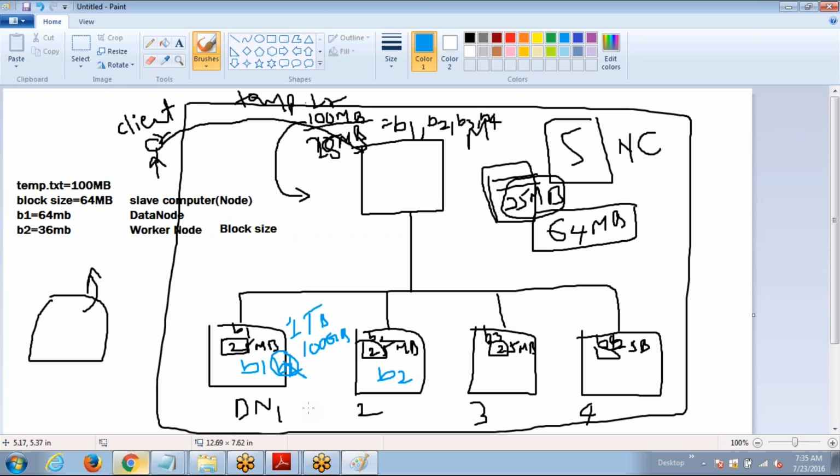Sudha, if you understand this, you should be able to understand your question. Why am I not going to store block 2 in data node 1 even though I have enough storage? When I store block 1 and block 2 in the same computer, and I get a request to process this data, only a single computer is working on my whole data. Only a single computer is working on these 2 blocks, so you are not going to achieve really parallel processing here. Only one computer is working.